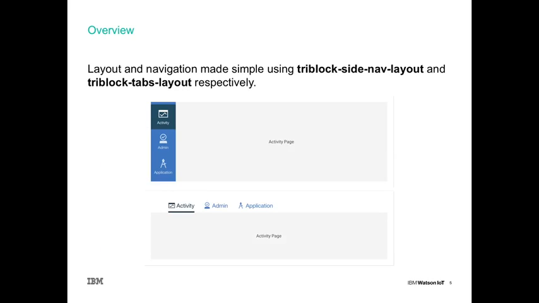Another thing that's cool about these building block components is that they come with a layout component that you can wrap around your navigation group and the pages that they're routing to. They're called triblock-side-nav-layout and triblock-tabs-layout. The side nav layout has your navigation items on the left and your content on the right, whereas the tabs have the navigation items on the top and the content below it.